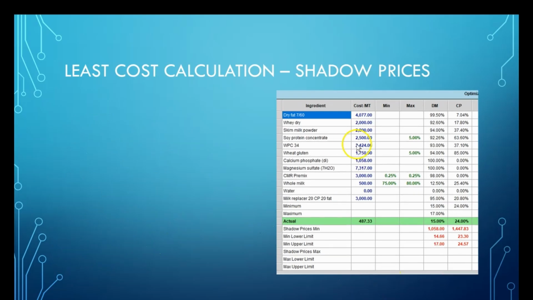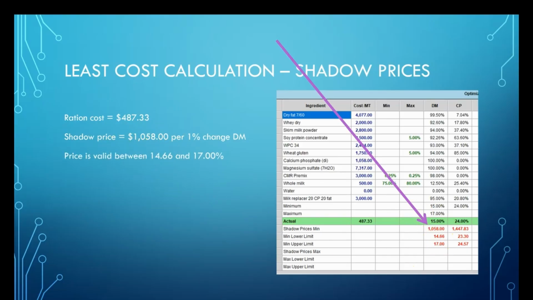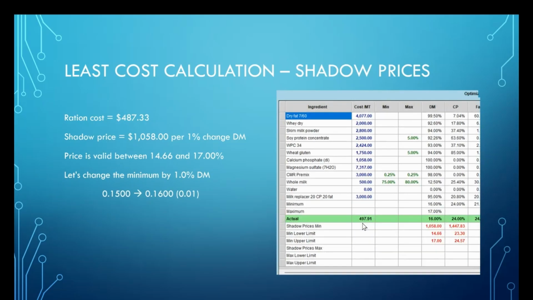We can interpret dry matter shadow prices the same way. In this example, dry matter also has a binding minimum, with a shadow price of $1,058 per unit. This value is valid between dry matter levels of 14.66% and 17%. If we increase the dry matter minimum from 15 to 16% and rerun the formulation, the cost increases by $10.58 per ton. Again, this matches the shadow price once we account for units used in the formulation.